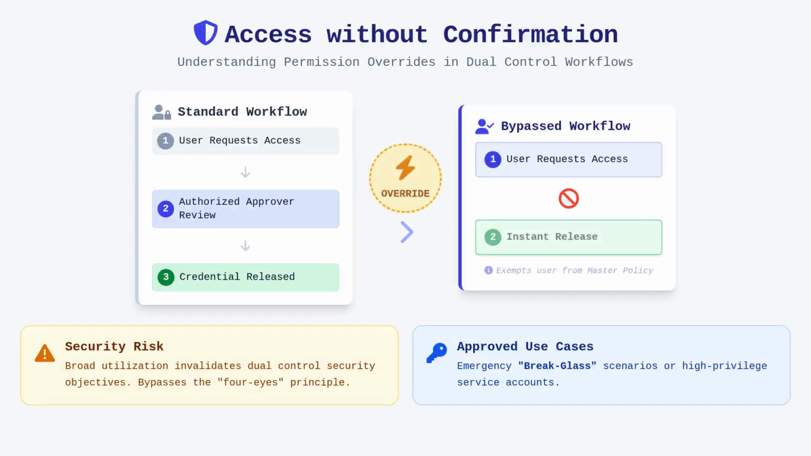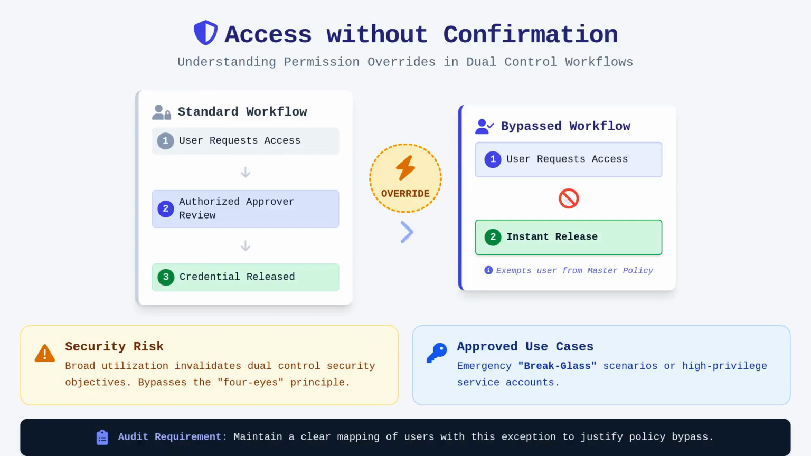utilizing it broadly invalidates the security objectives of having a dual control requirement. You should always maintain a clear mapping of which users hold this exception to ensure your audit trails accurately reflect why a specific user was capable of bypassing the standard request and approval lifecycle.